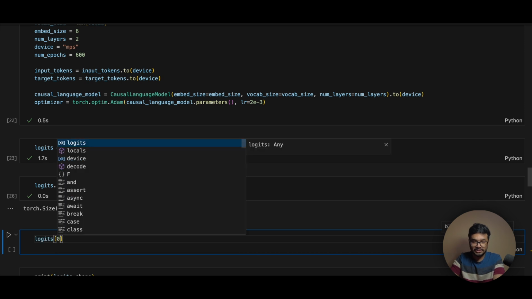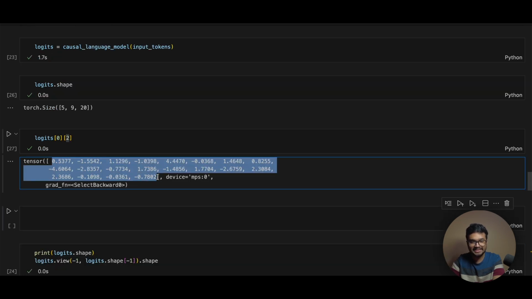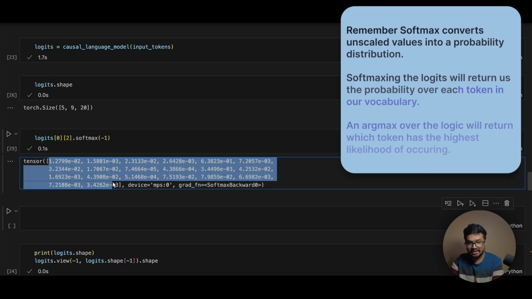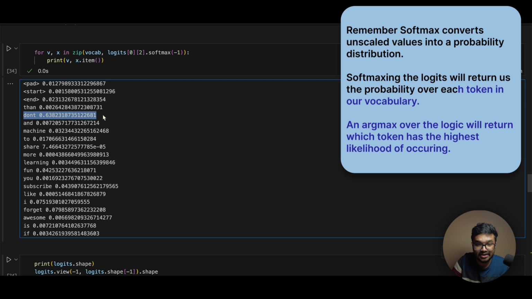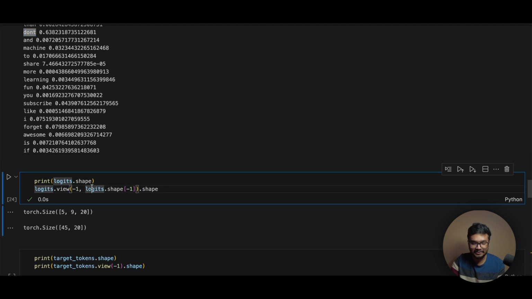So if I did logits of 0, which means for the first example, for 2, which means for the second token we need to generate, we have this, which is basically the unnormalized logits for each of these tokens. So if we pass this through a softmax, we will find the probability of every token as the model suggests right now at its untrained state, right? So here we see the probability the model has assigned to each word in the vocabulary. Obviously, these values don't mean anything because the model has not been trained yet. To train it, we first need the loss function. The first thing we will do is flatten all of this.